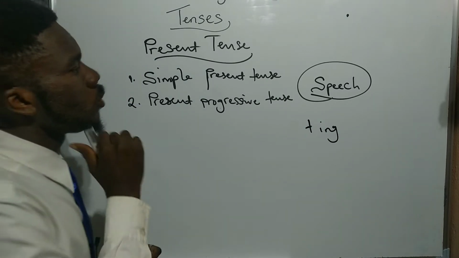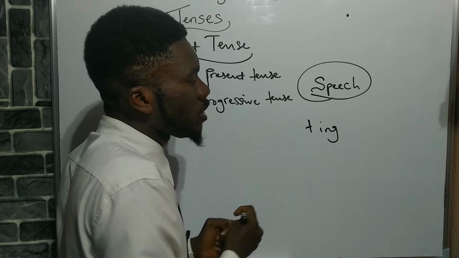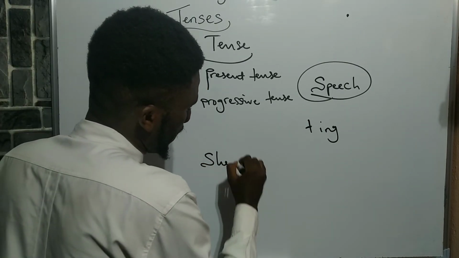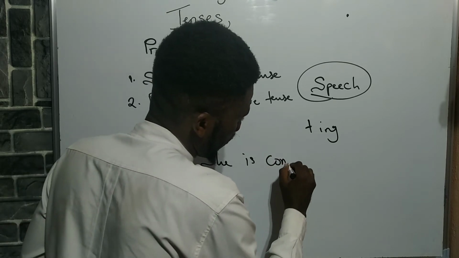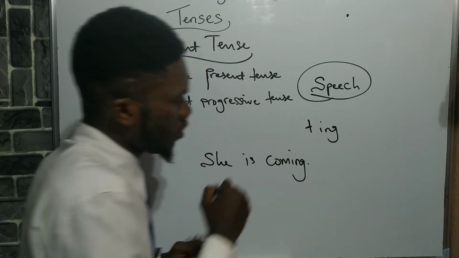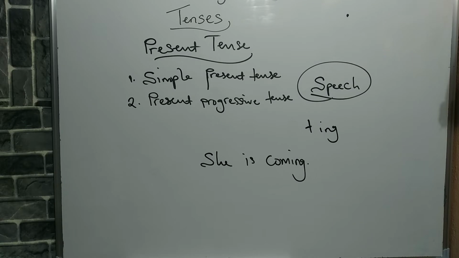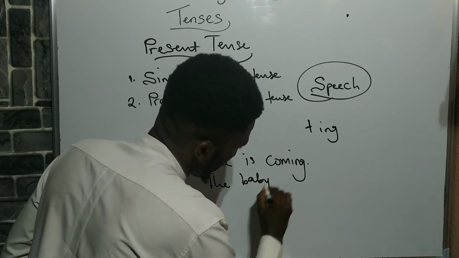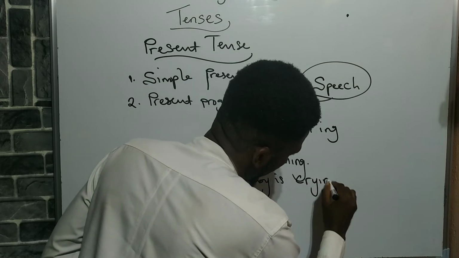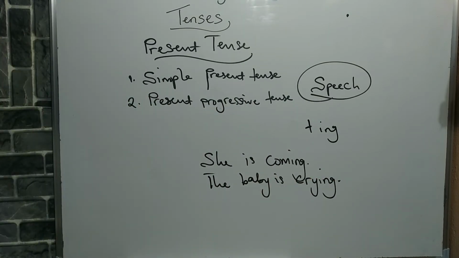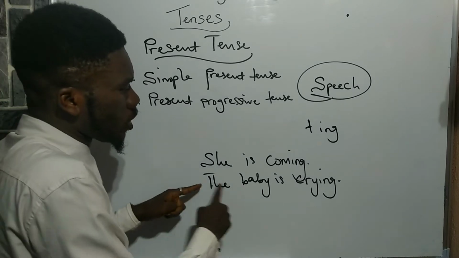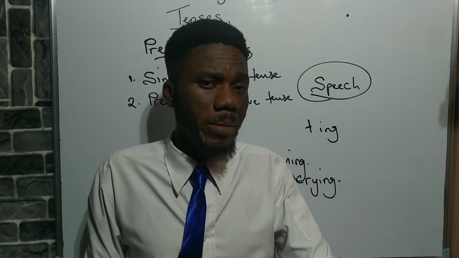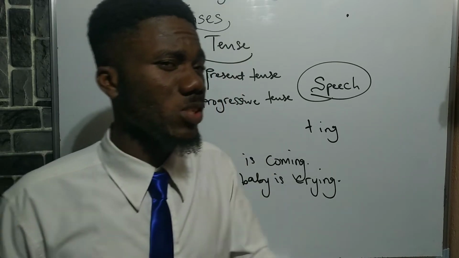All right. Now, you are going to see those words that have ing additions to them, like where you have "she is coming." If you take a look at this, or you have a sentence like "the baby is crying." Now, what does this mean? These sentences you see here point to the fact that an action is taking place as at that time that the speech is taking place, as at that time that the person is reporting it.